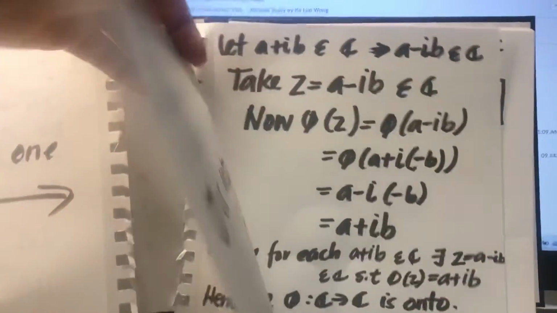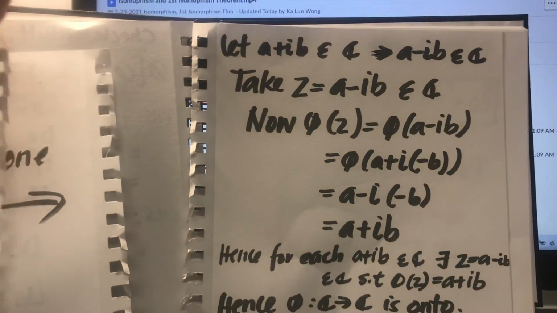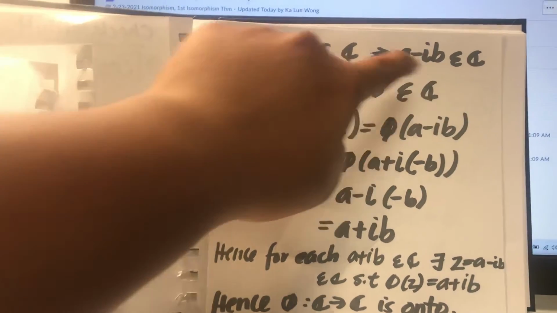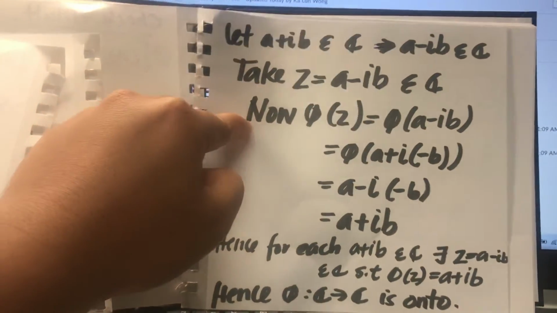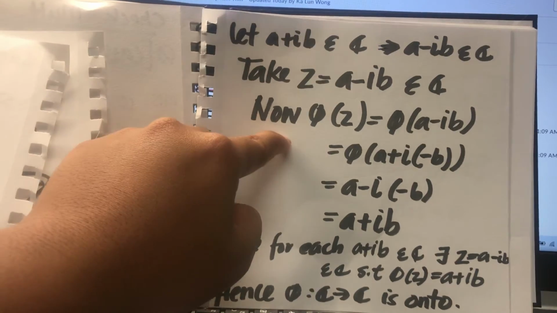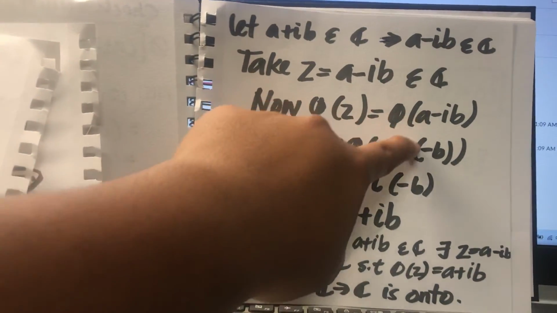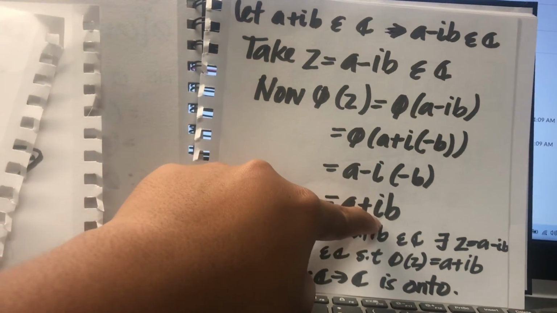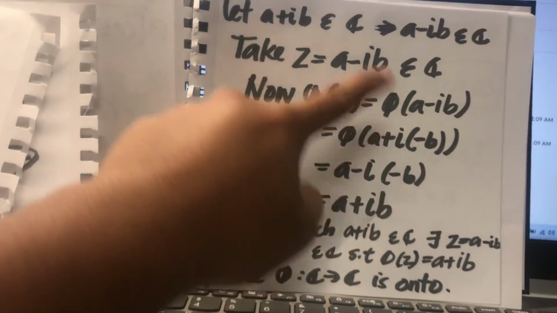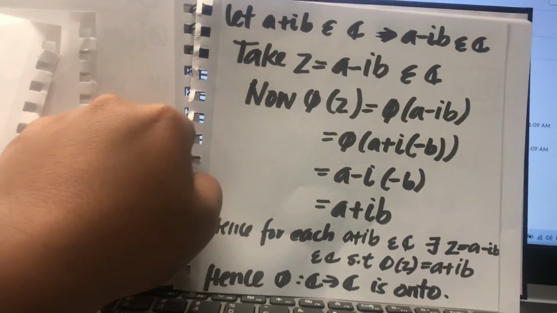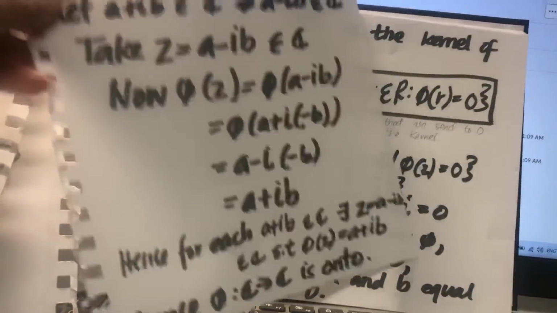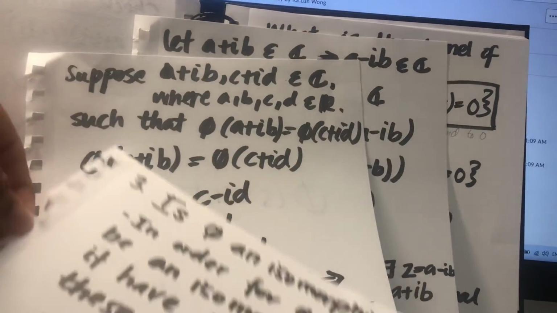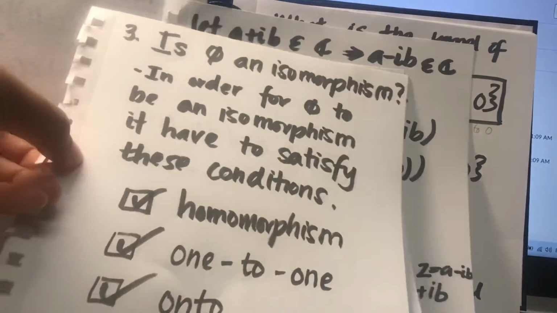To prove it's onto, we take a value z. If we do it, a − bi is in the complex numbers, and a + bi is in the complex numbers too. Now we say here, and we expand it, then it's equal to a + bi. So a − bi is hit, which means it's onto. So it satisfies one-to-one and onto. So it means that φ is an isomorphism.